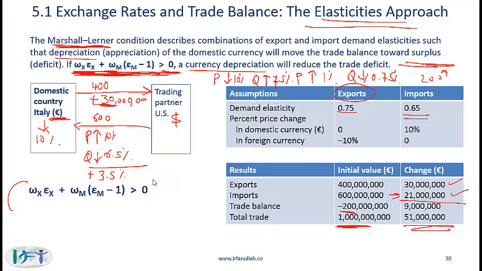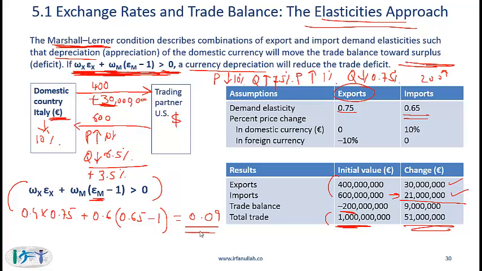Let us now come back to this Marshall-Lerner condition, and we'll see that this condition does indeed hold true. When you plug in the numbers, the weight of exports is equal to 0.4. Notice exports are 40% of the total initial trade, multiplied by the elasticity for exports, which is 0.75, plus the weight of imports, which is 0.6, times the elasticity of imports, 0.65, minus 1, and this will give us 0.09, which is greater than 0. So the Marshall-Lerner condition does hold, and since this condition does hold, we have a reduction in the trade deficit because the currency went down in value.